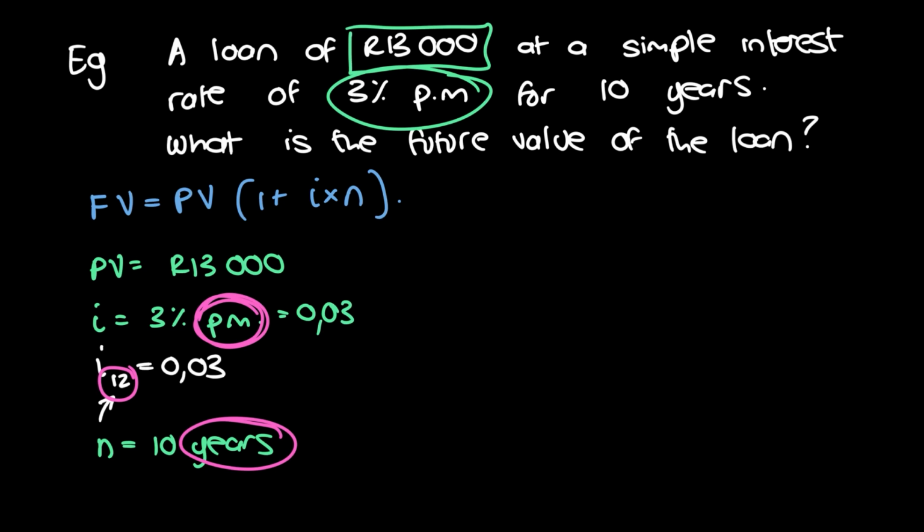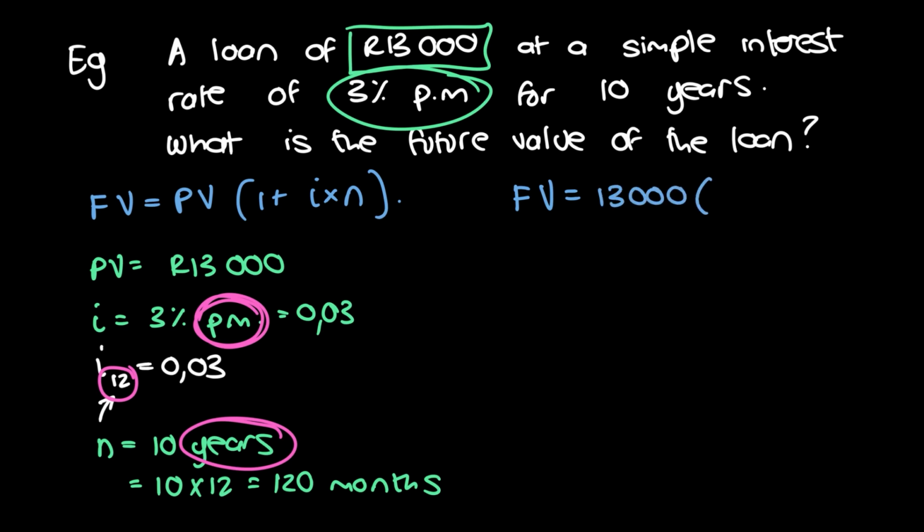So what we're going to do is convert N into months. So that would just be 10 times 12. And that's going to give us 120 months. Right. Now we can just put it into the formula. So we have our future value is equal to 13,000 brackets 1 plus 0.03 times 120. And that's going to give us 59,800. So 59,800 Rand.